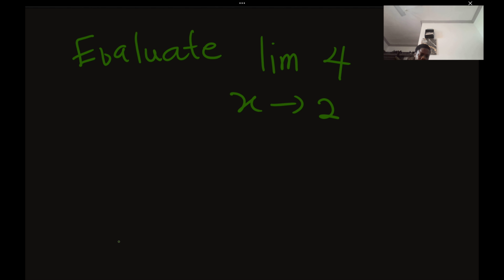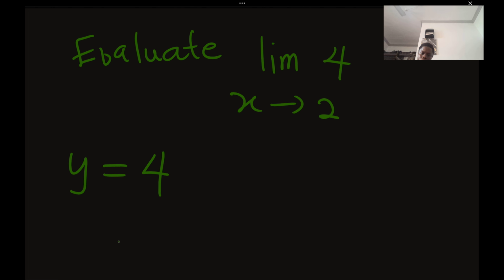So we are going to have y is equal to 4. So we have to find the value that y approaches as its input x approaches 2. Now we consider that we have y is equal to 4, but there's no x over there. So how do we evaluate this constant function since there's no x for us to plug in 2 in place of the x?